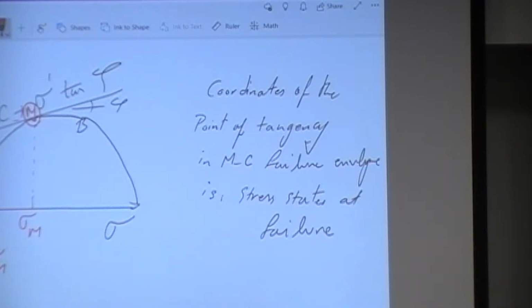Is it the maximum shear? It is not. Where does the maximum shear happen? On the Mohr circle again? Exactly, it happens here. Let's call it N. Make sense? So a different combination between the normal stress and the shear stress here resulted in the failure of the material.